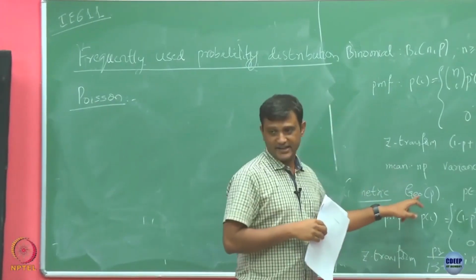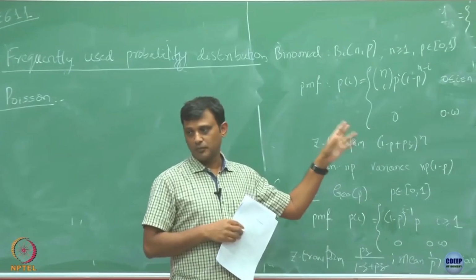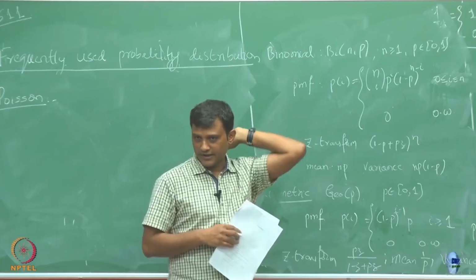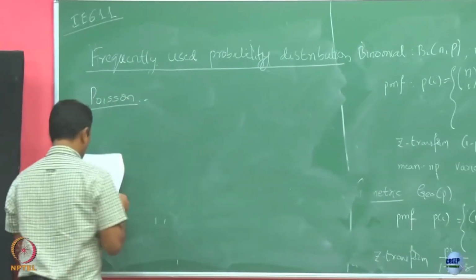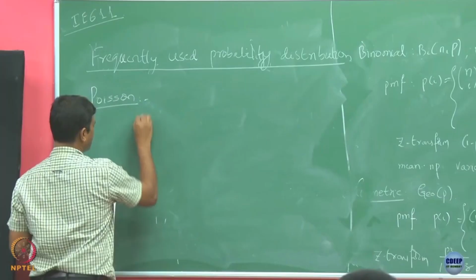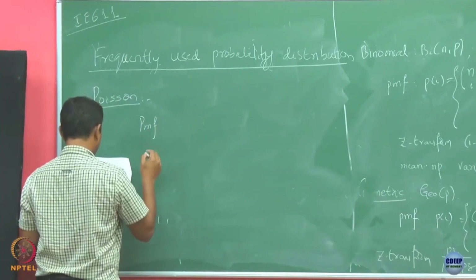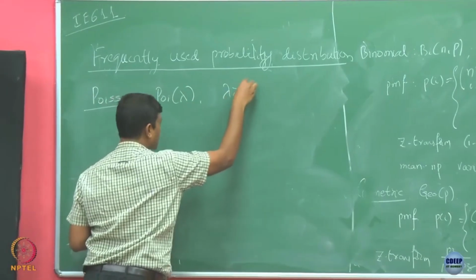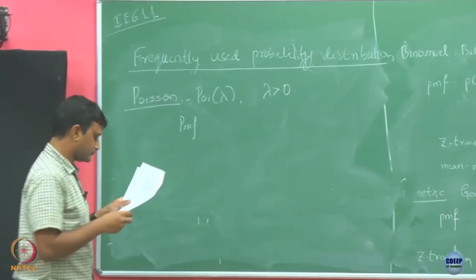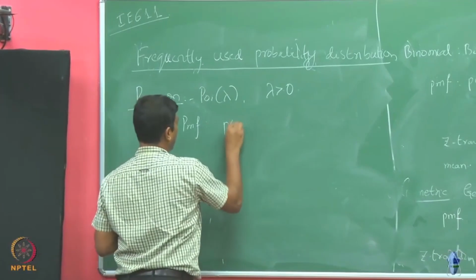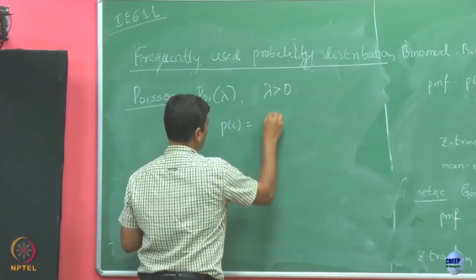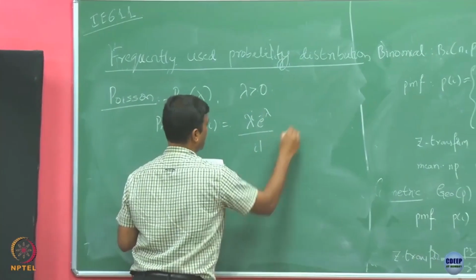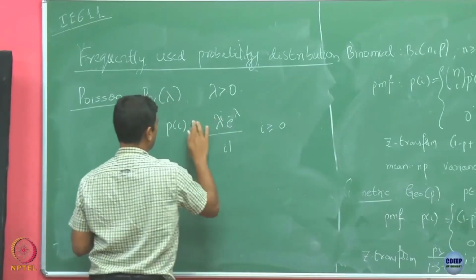So this geometric, as I said, takes all possible integer values starting from 1, 2, 3, and goes on like that. Another such distribution is Poisson, and its PMF is defined as Poisson with lambda, where lambda is greater than 0, and it has P of i equals lambda to the power i, e to the power minus lambda, divided by i factorial, for i greater than or equal to 0.